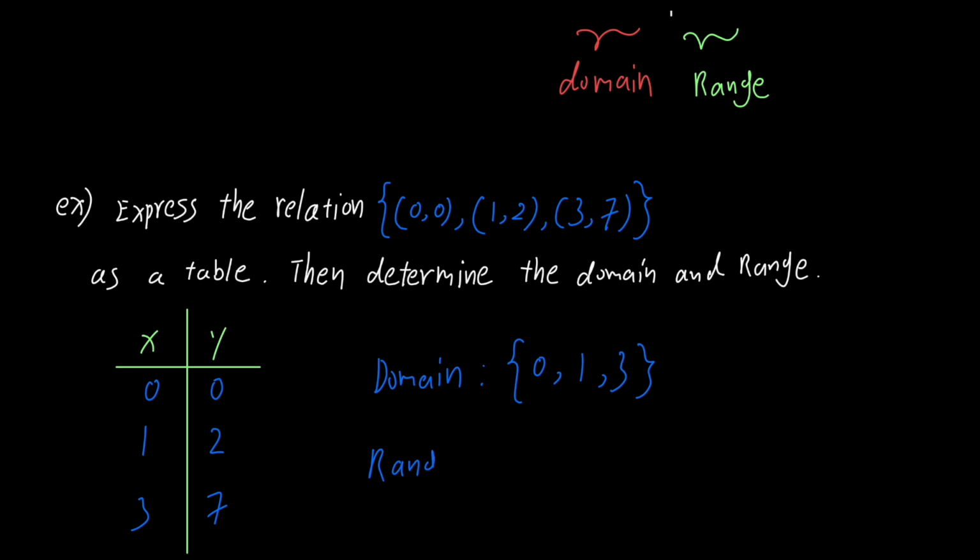And for the range, it's a set of numbers along the y-coordinate. So this is 0, 2, and 7. So by constructing this table, we can directly tell our elements, right? The domain and range.